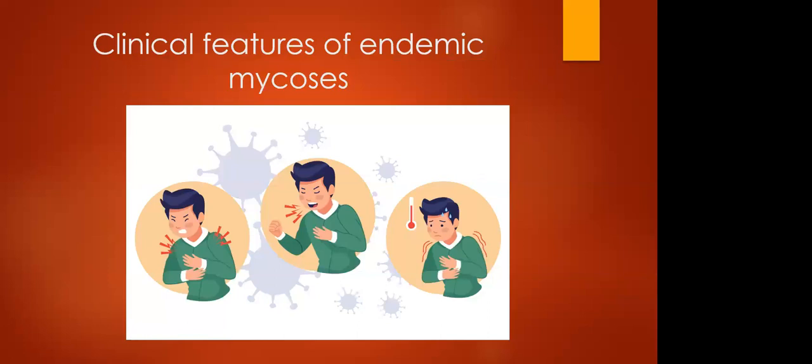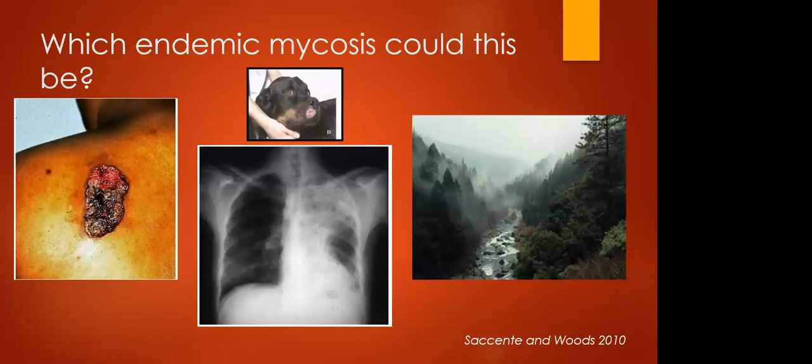So now I'll move on to the clinical features of the endemic mycoses. So for each of them, I'm going to give a clue, and then we can guess which one it is. So we'll start off with this one. So which endemic mycosis could this be? Jeremy, I'm not sure if you can do polls, but just to give an idea. So in this particular mycosis, you have these typical skin lesions, you have pulmonary involvement, you have a dog there with a lesion, and this is the area in which this mycosis is found in.